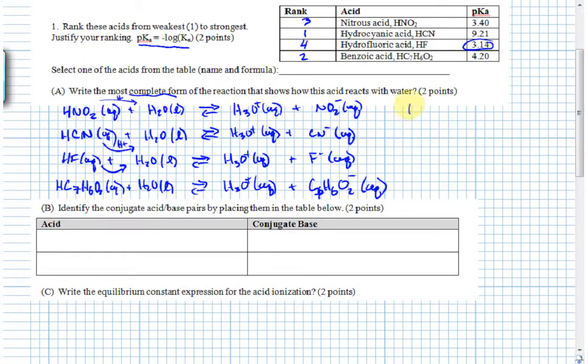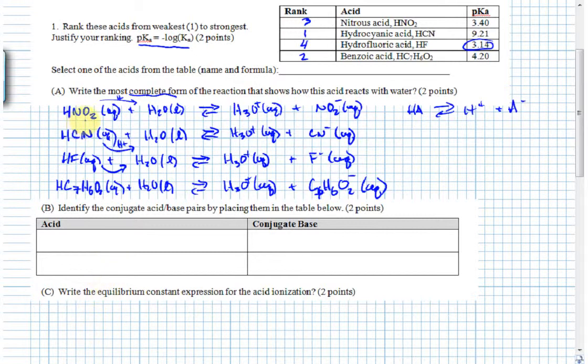Again, we could have shorthanded any one of these reactions as just representing the acid as HA, H plus A minus. But if we want to show things as completely as possible, particularly if we want to be able to identify acids and conjugate bases, this is the way to do it. All right. Second question, identify conjugate acid-base pairs.